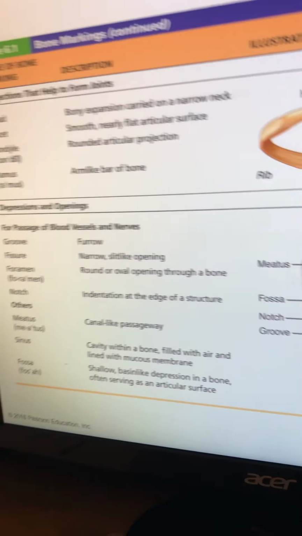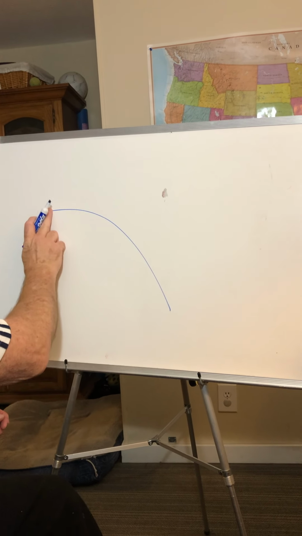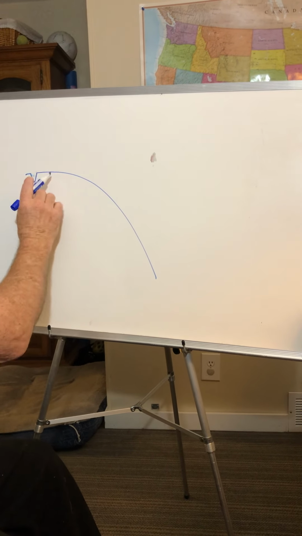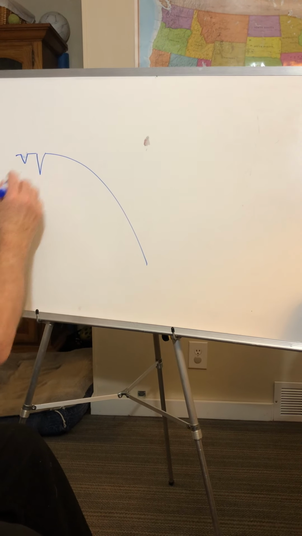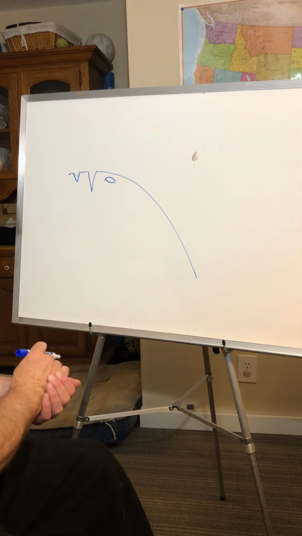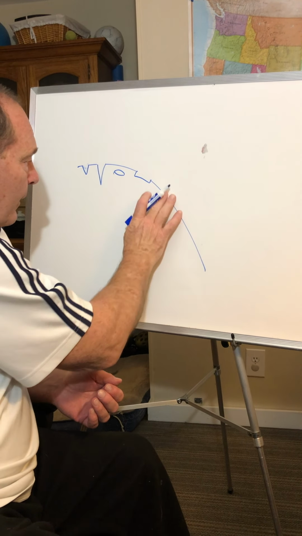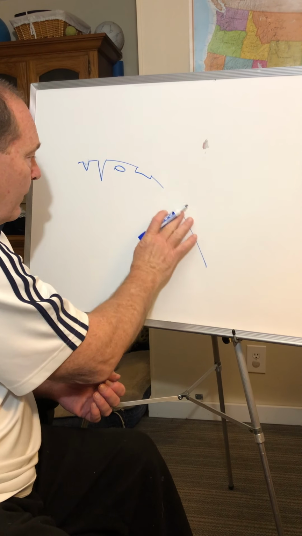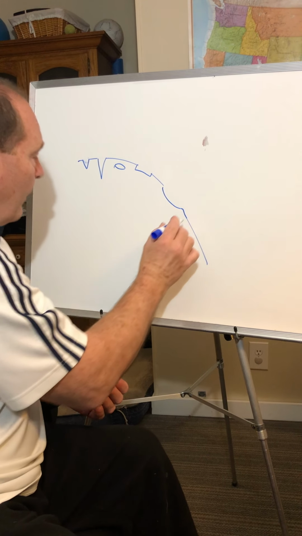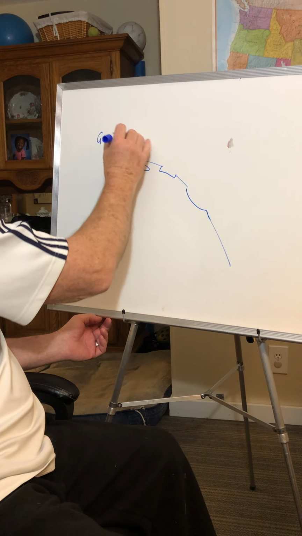I'll go through each one of them, but I'm going to draw my little half circle here and show you some of them. So this is going to be a groove. This one's going to be a little bit deeper, and that's going to be that one. And here is a notch, and here is basically a fossa. So this one here is called a groove, and I'll go over each one of them.